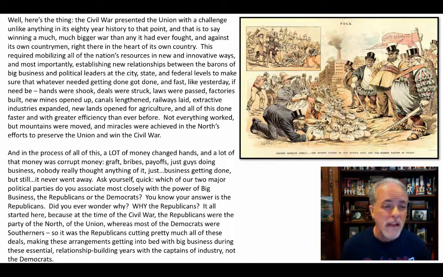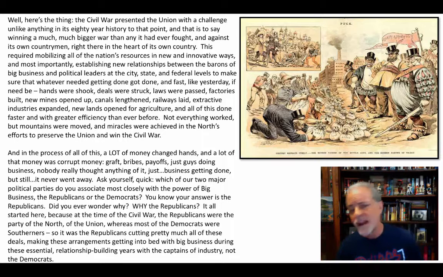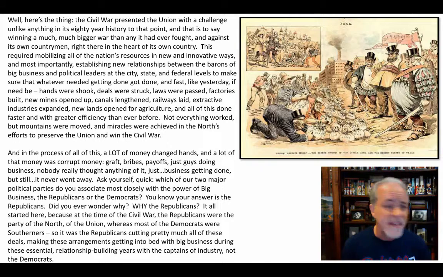This required mobilizing all of the nation's resources in new and innovative ways, and most importantly, establishing new relationships between the barons of big business and political leaders at the city, state, and federal levels to make sure that whatever needed getting done got done, and fast, like yesterday. If need be, hands were shook, deals were struck, laws were passed, factories were built, new mines were opened up, canals were lengthened, railways were laid, extractive industries were expanded, new lands opened up for agriculture, and all of this was done faster and with greater efficiency than ever before.